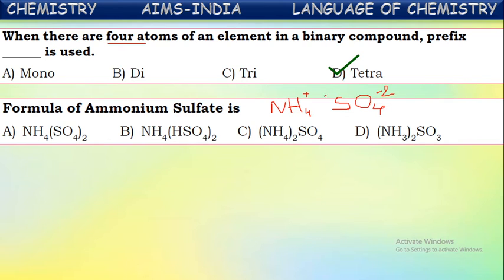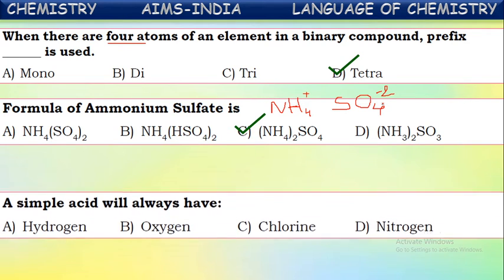So we skip to the third step. By eliminating these symbols, we crisscross these numbers. As this is a polyatomic ion, the number we write after keeping them in the bracket. So NH4 taken twice, SO4 is written as usual because here we are getting only one. So the formula of ammonium sulfate will be (NH4)2SO4.